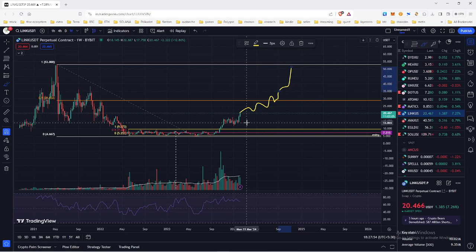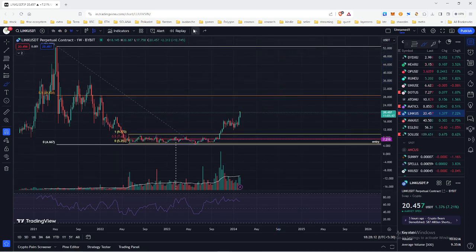Okay, if the price action continues and we go straight up and we take this 28k and turn it into support, then we can expect it to test the all-time highs very soon. This is the ultra bullish scenario.